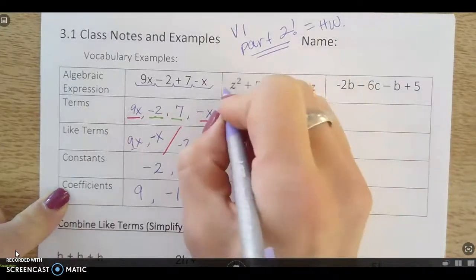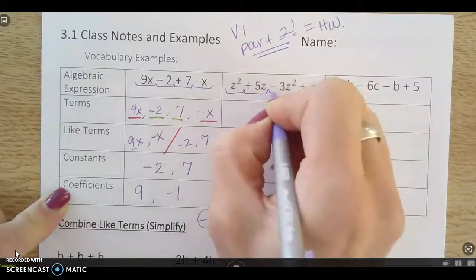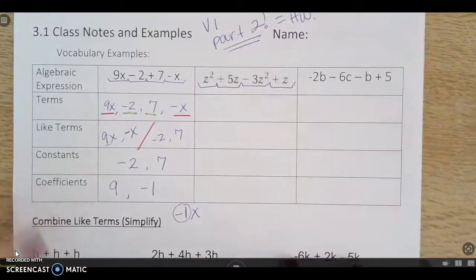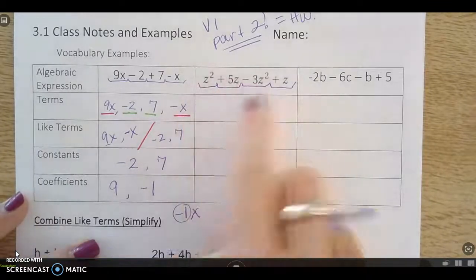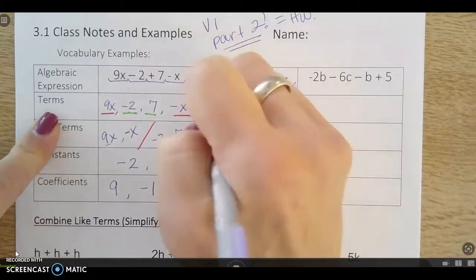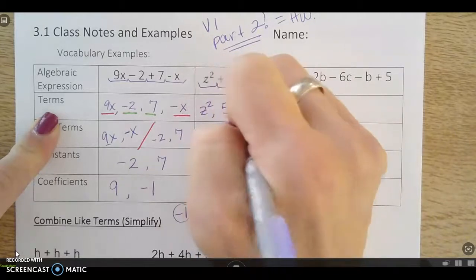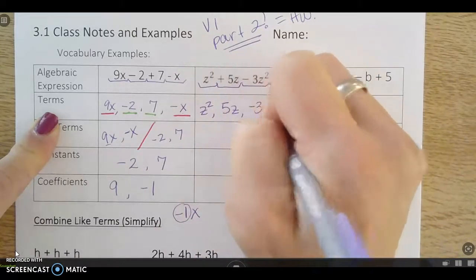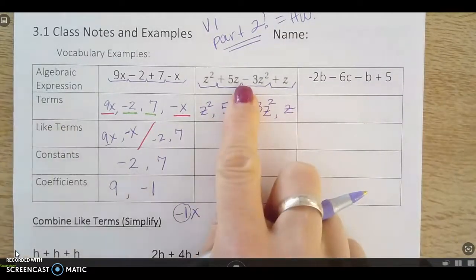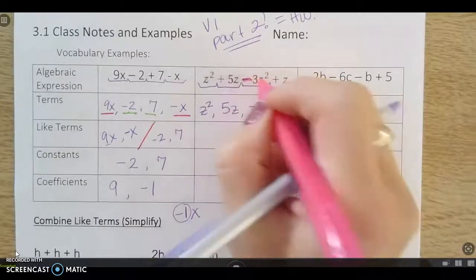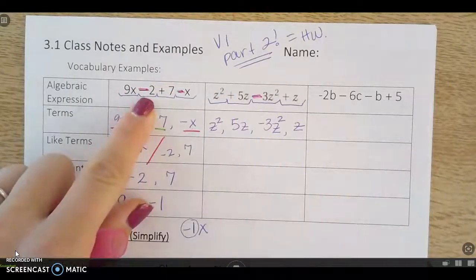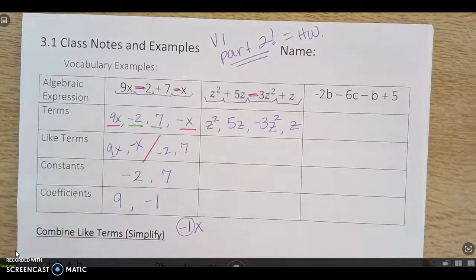So I'm going to underline first, and I'm going to make sure all my underlines meet. There's no gaps, no spaces, nothing's left out. Okay? You can see we have 4 terms in between the plus or minus signs, in between the addition and subtraction there. So the terms are z squared, 5z, -3z squared, and z. Okay? Nothing's left out. Notice that this negative sign is attached to that term, just like this negative sign was attached here, and that negative sign is attached to the 2. The negative stays glued to whatever comes right behind it.